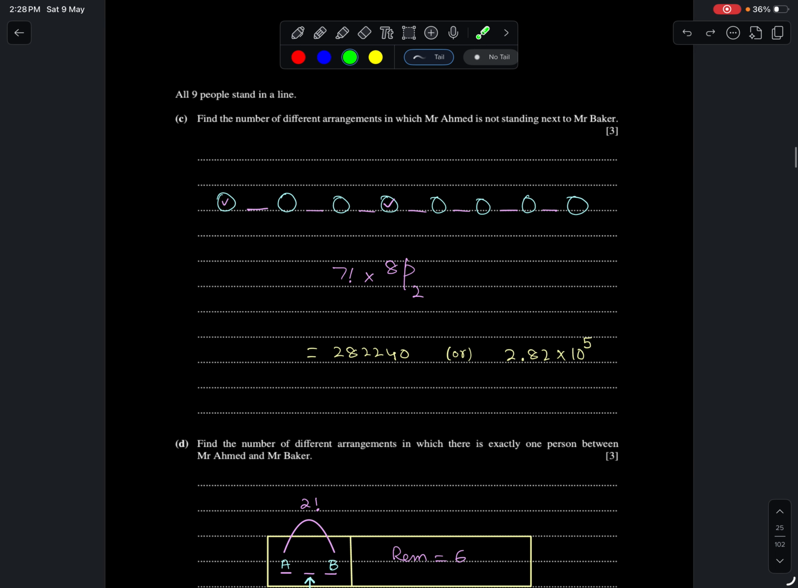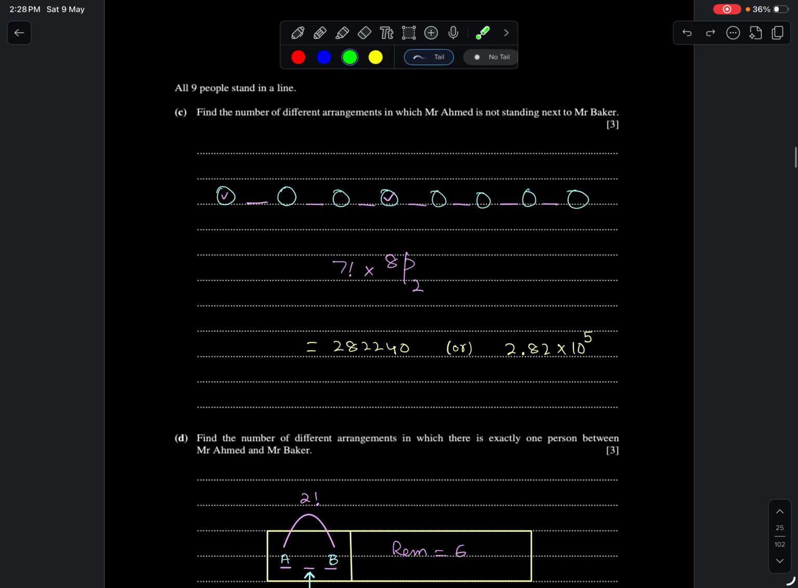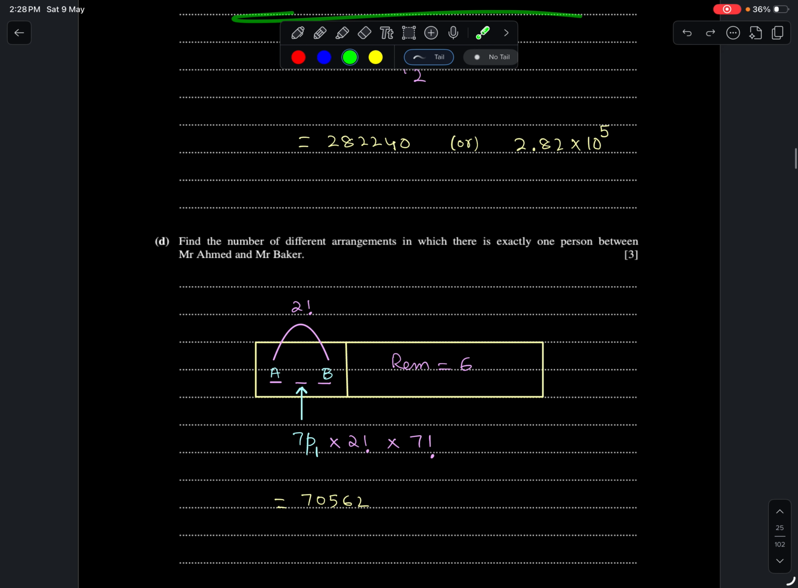This question I think is important. This is the spaces method. I'm leaving this one. Find the number of different arrangements in which there is exactly 1 person between Mr. Ahmed and Mrs. Baker. So Mr. Ahmed and Mr. Baker, 1 person, anyone from 7. So just write 7 or 7P1. And these 2 can change their place in 2 factorial. A can come here, B can come here. So 2 factorial, and this is 1 block, 1 object, 6 objects, 7 objects, 7 factorial.